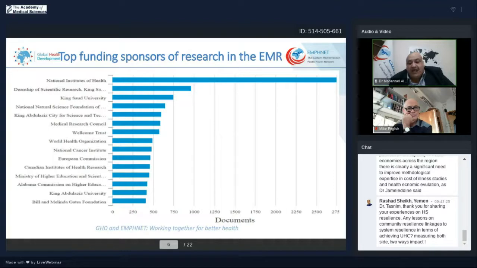As known, in our region, maybe only high-income countries can cover their national research agenda. However, many of the countries in our region depend on external funding. This slide shows the top funding sponsors of research in the Eastern Mediterranean region, and it's obvious that we rely on external funds for a good amount of work. Next, please.